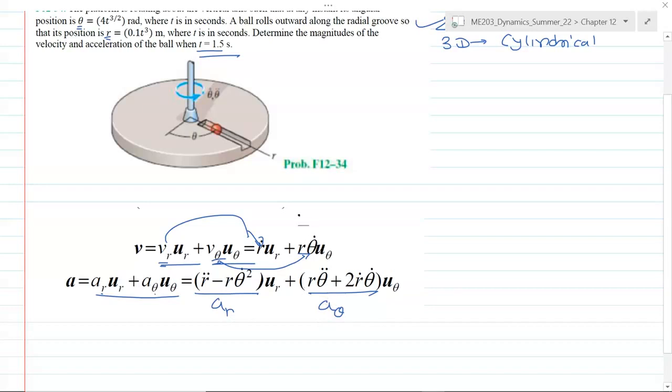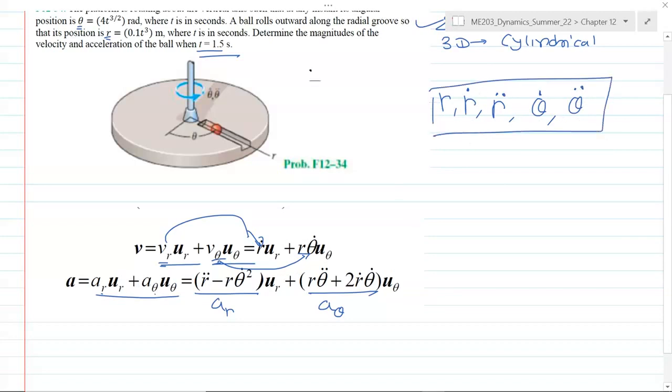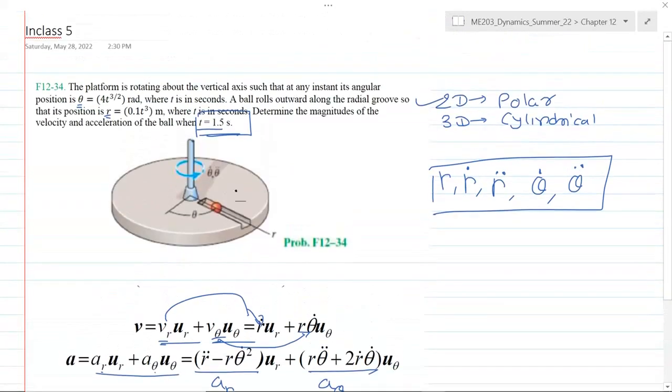Now, for all these equations, we have a number of parameters such as r dot, r double dot. We also have theta dot and theta double dot. So the first step is we will calculate all these parameters at the given time, which is 1.5 seconds, and then substitute their values into these equations and get the velocity and acceleration components. Okay, so let's define the coordinate system.